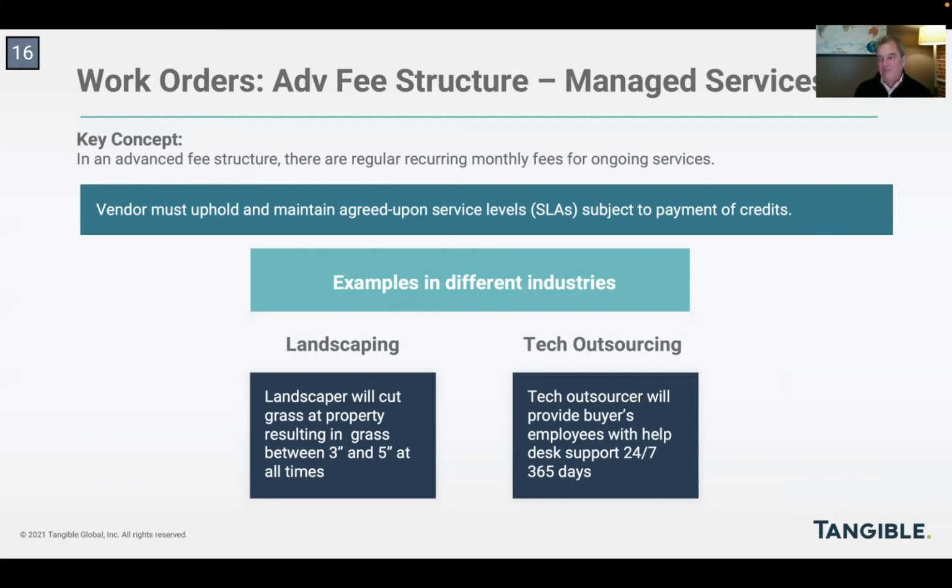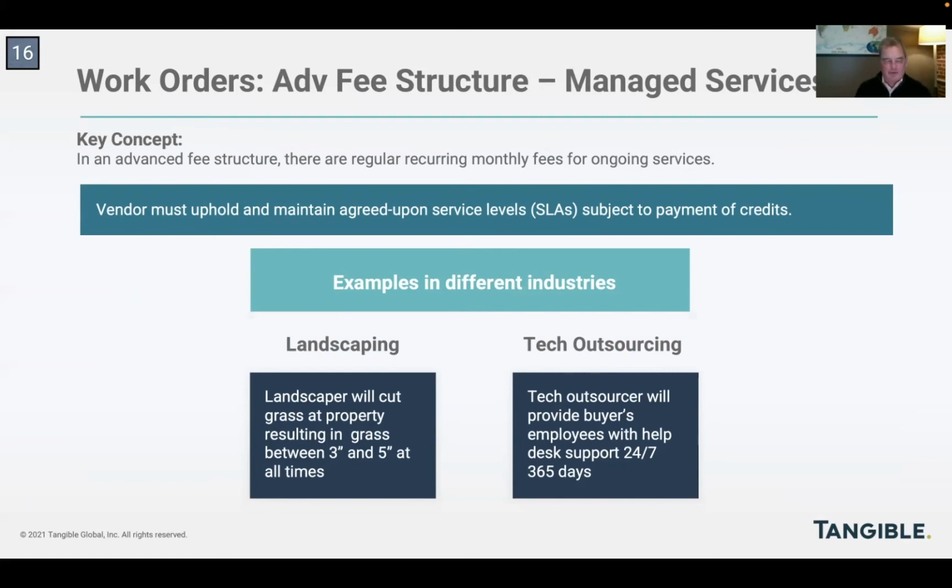And that's what we call a managed service order, which is a package of recurring services that are delivered by the vendor for a particular term, usually to take responsibility for a particular client function or to augment a client function. So the two examples we use here to try and provide clarity around those concepts are, number one, landscaping.